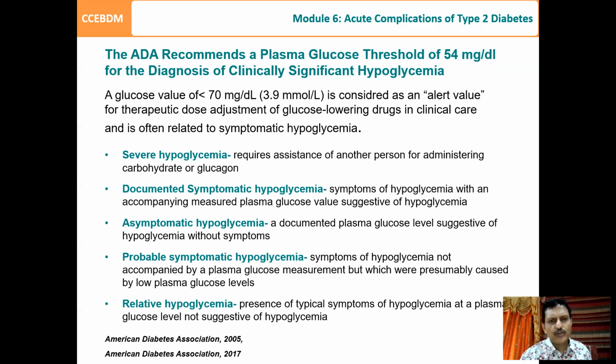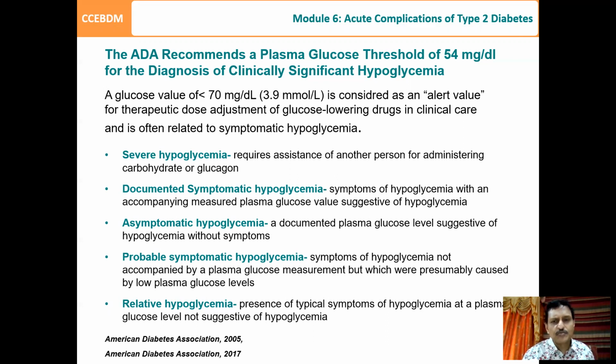Now then again, we have documented symptomatic hypoglycemia, meaning the patient has got a symptom, the patient has checked his blood glucose, and it is documented. So it is documented symptomatic hypoglycemia. There may be asymptomatic hypoglycemia. Often you will find that the patient will come to your clinic. They have no symptoms, but the blood glucose level is in the 60s, 58, something like that. So it is documented that there is hypoglycemia, either in the meter or in the lab, but the patient had no symptoms. So this is asymptomatic hypoglycemia.